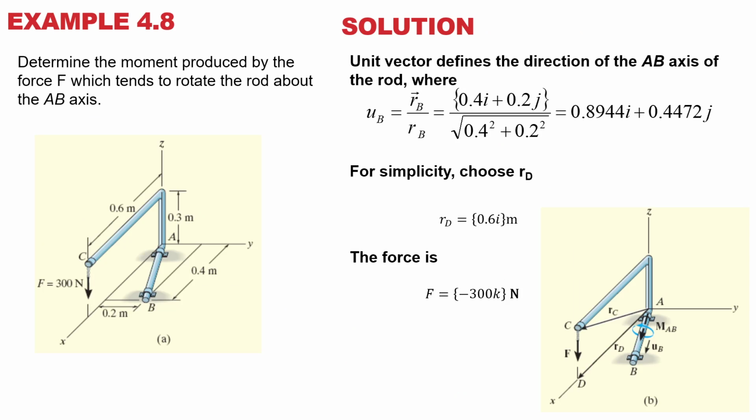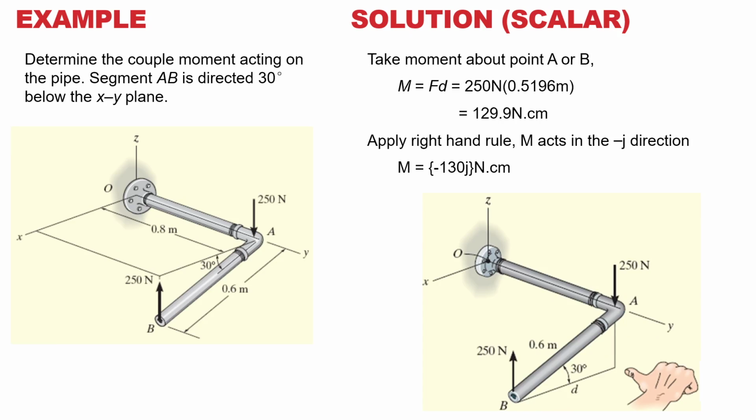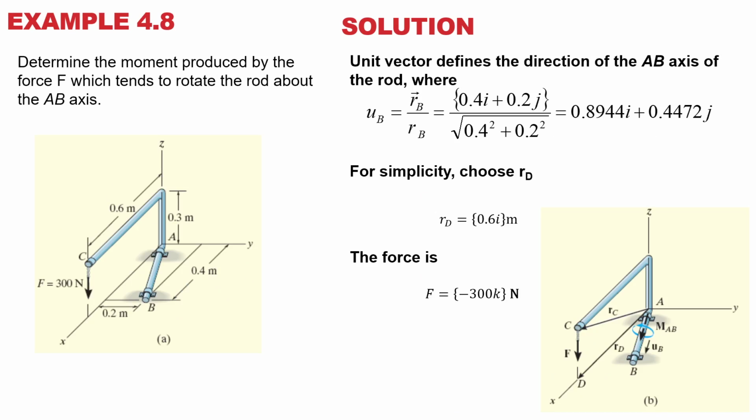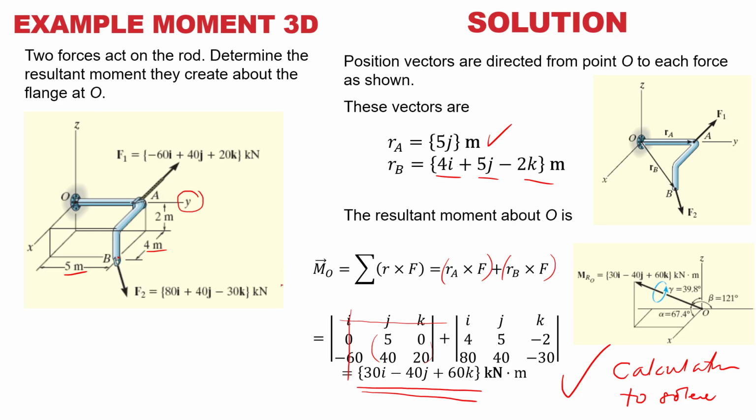And here is another example for you to do. This is the answer. The thing is, when you do moments and you get the answer, say you get 30i, 40j, 60k. Look at your axis. 30i means like this: positive, so it rotates like that. 30 Newton meter about the X axis. Then the J axis.